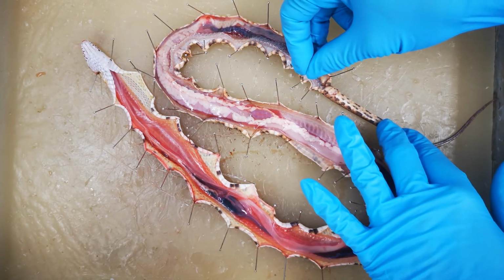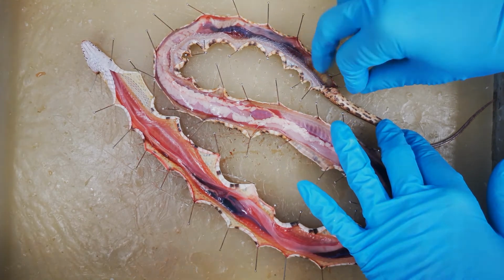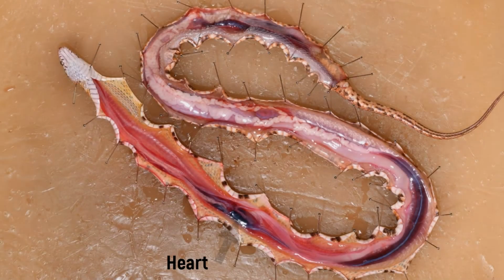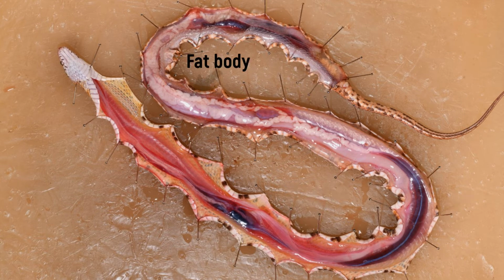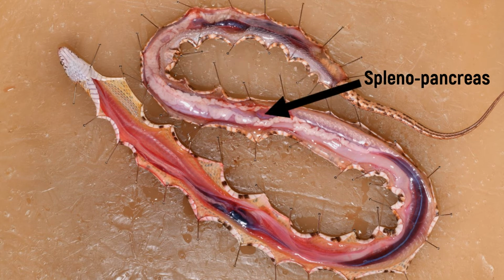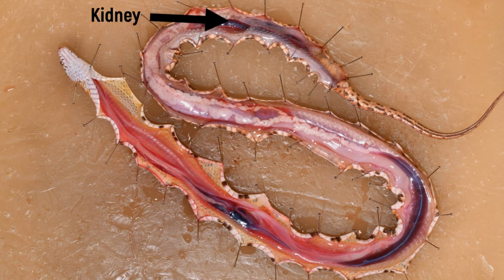Once the animal is fully pinned, the organs are clearly visible. The heart is located roughly 1/3 down the body. The liver is long and thin and runs beside the stomach, which is likewise long. A set of fat bodies occupy much of the posterior body. Pantherophis guttatus has a splenopancreas, located roughly 2/3 down the body. The kidney is near the cloaca.